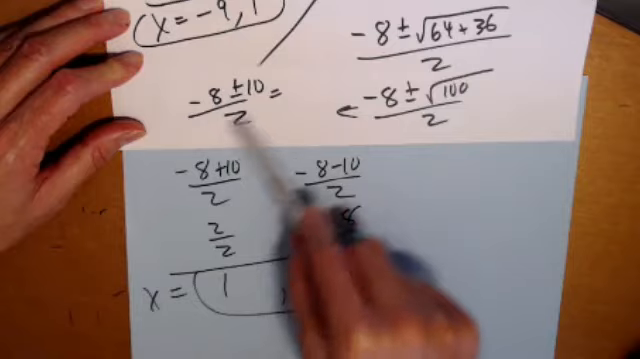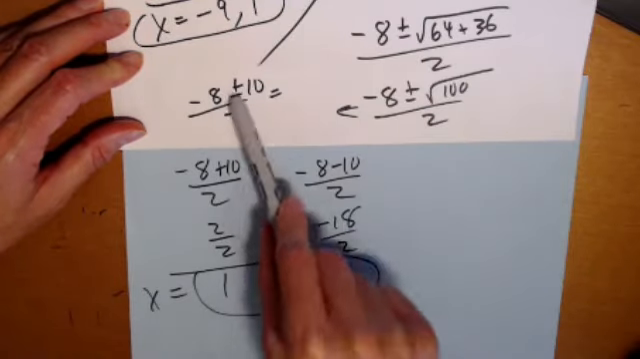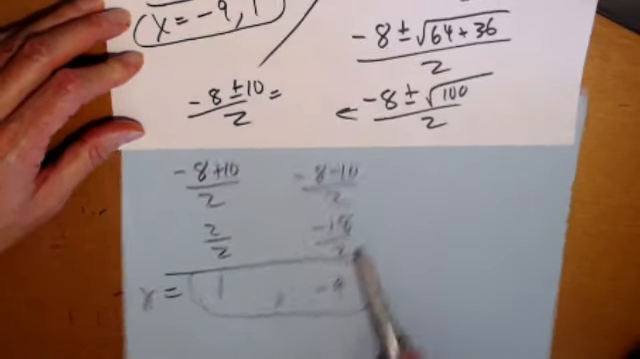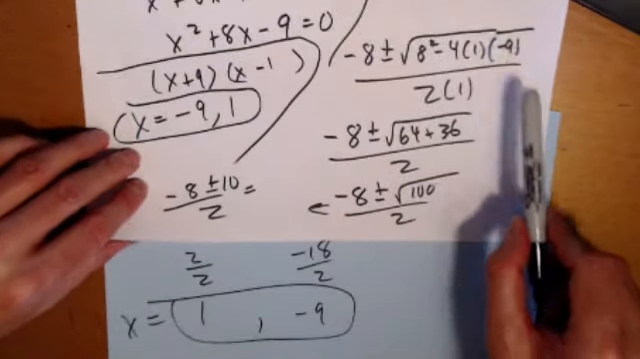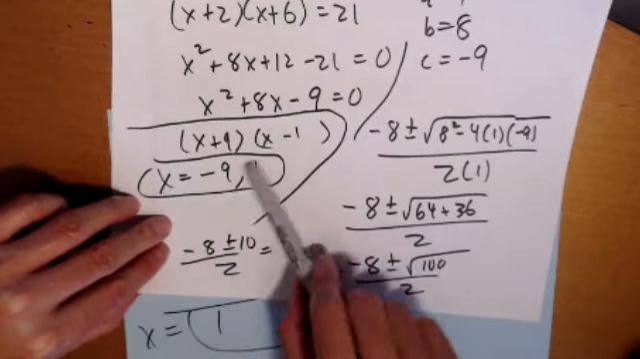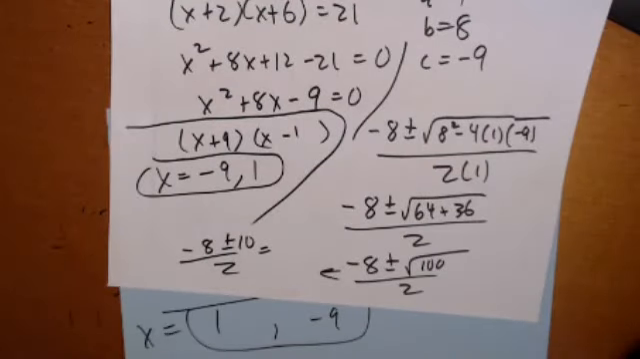So from here, I broke it apart with the plus, with the minus, got that answer, got that answer. So quadratic formula always works. If you're good at factoring, it's a lot faster. Okay, cool, 9.3, easy peasy.